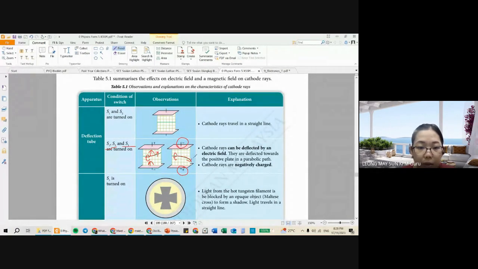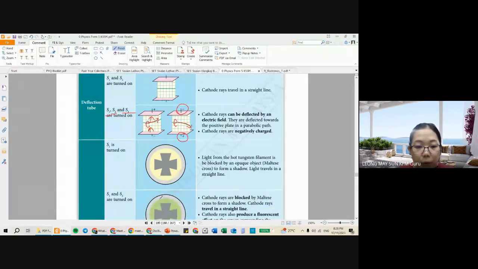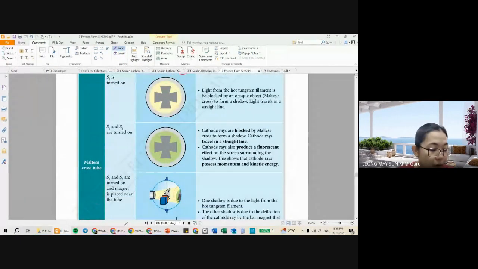So this is actually the deflection tube. Deflection tube, okay? So I'm going to go next to the Maltese cross tube.